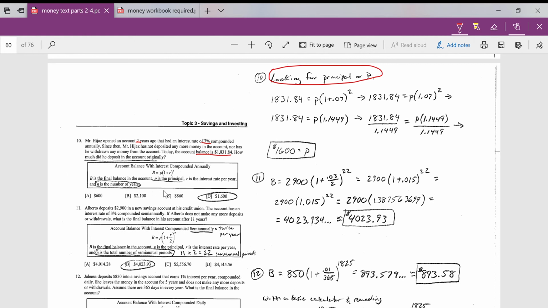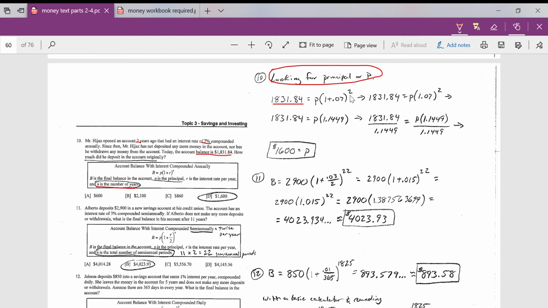So now we're going to take this formula and just put in what we know. The new balance, B, is $1,831.84. We don't know the principal, so that stays P. 1 is part of the formula, goes there. Interest rate, 7%. We move that over twice, it's 0.07. And then N, since we're compounding annually, goes back to the number of years. This was just 2 years, so 2 goes there.